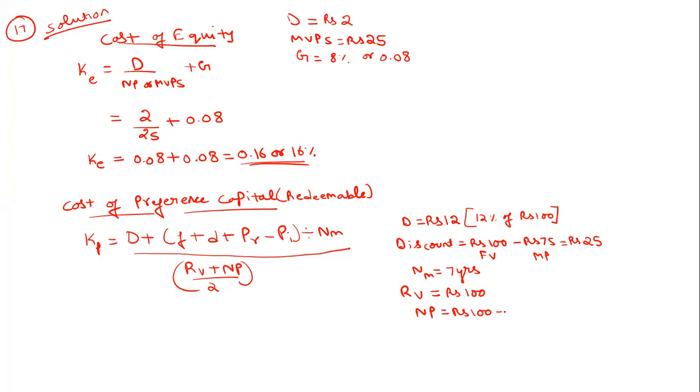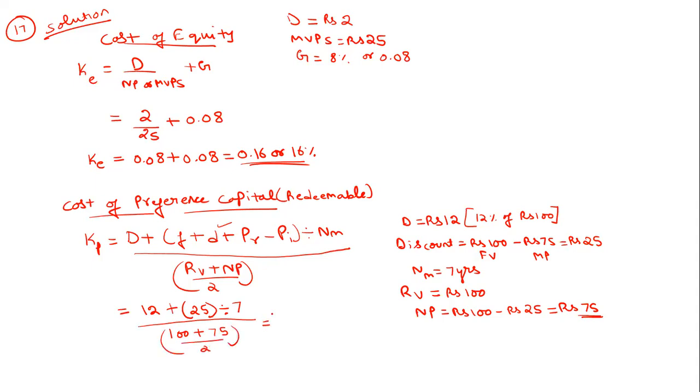That is 100 minus 25. Yes, very good. Now you will get rupees 75. Fantastic. Can we solve together? Yes, sir. 12 plus we have only the discount, so I'll be writing 25, and then this is divided by 7. Overall divided by 100 plus 75 by 2.